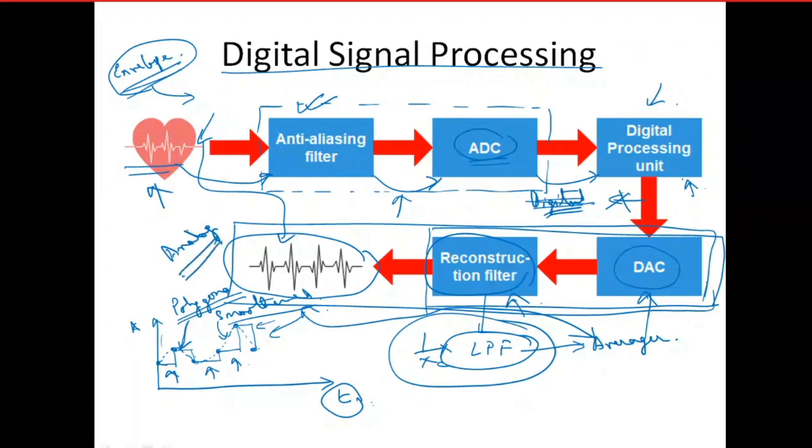But I prefer to use this longer pathway because it helps the listener understand how the analog to digital converter works and what the role of the anti-aliasing filter and the reconstruction filter is. So it gives you a deeper understanding. I personally prefer this longer flowchart. So if you get it in an exam, you have to write this one only.